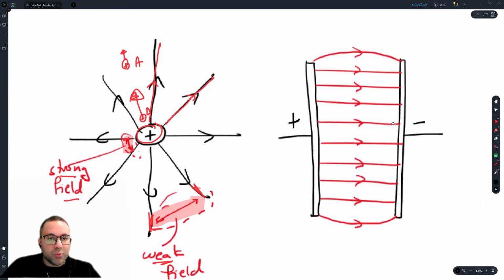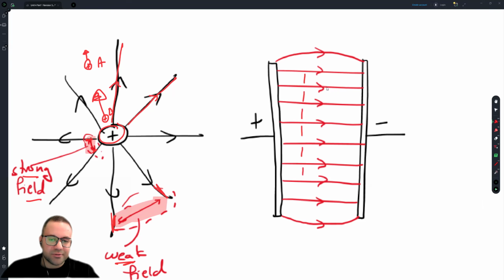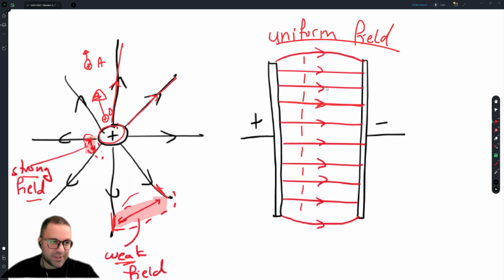Finally, if you put a positive plate in front of a negative plate, you end up with an electric field that is equally spaced, almost at least. This type of field is called a uniform field, and we always draw the field lines from positive to negative. A uniform field means the strength of the field is constant everywhere in that space.